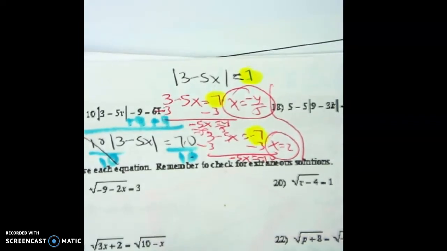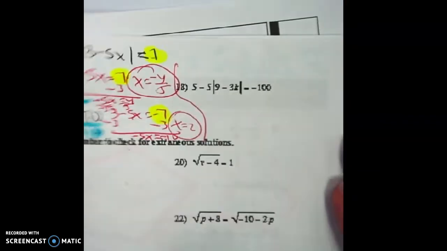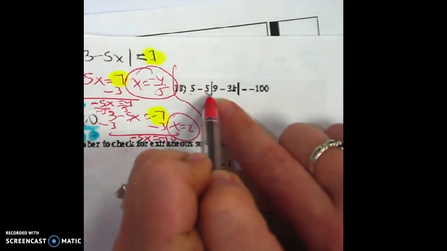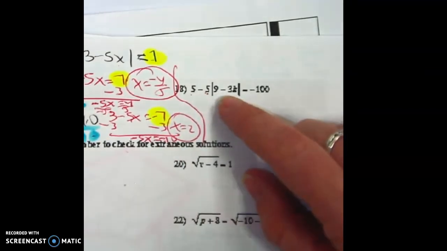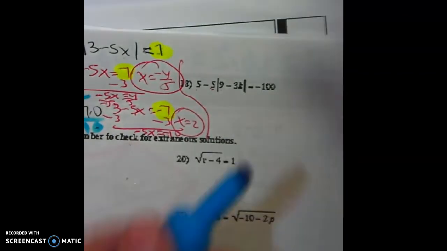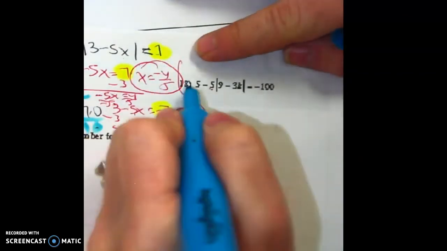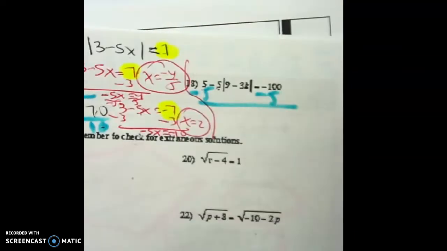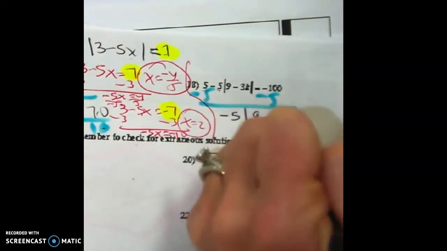Okay? All right, last one. Can't drop the bars. But I can't subtract either because this is being multiplied. And based on PEMDAS, you have to multiply last. So, first thing I do, minus 5, minus 5. I'm left with negative 5 times the absolute value of 9 minus 3t equals negative 105.